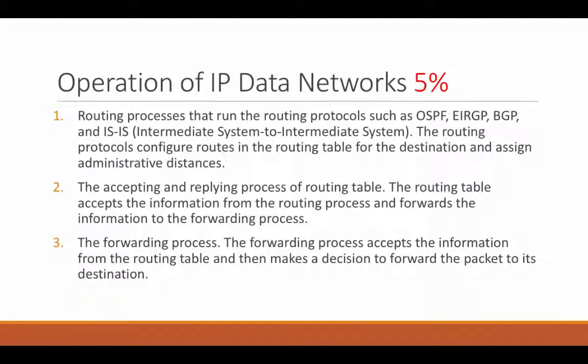So routing is a process that is run using protocols such as OSPF, EIGRP, and BGP, and the routing protocols configure routes in the routing table for the destination and assign the administrative distance. Then there's the accepting and replying process of the routing table. The routing table accepts the information from the routing process and then forwards the information to the forwarding process. The forwarding process accepts the information from the routing table and then makes a decision based on its routing table. It forwards it to the destination.